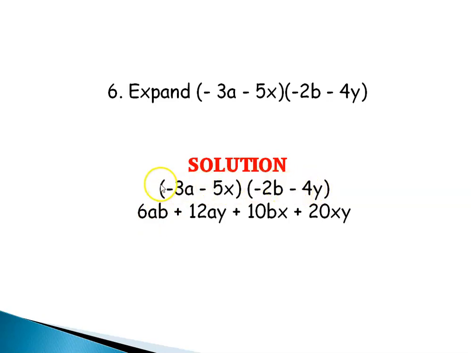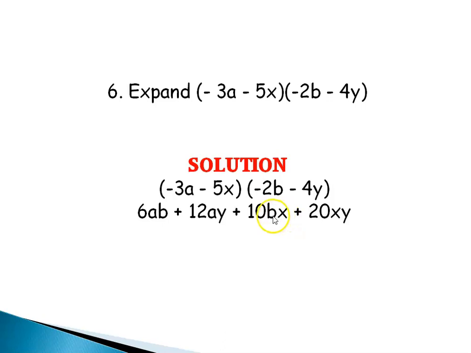This minus will cancel out this minus, and so I'll be left with 3 times 4, 12, and then ay, 12ay. And I'll move to this. Minus 5x multiplied by minus 2b. The minus will cancel out, and I'll be left with 5 times 2, 10.